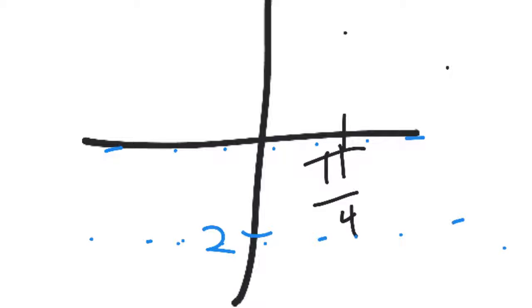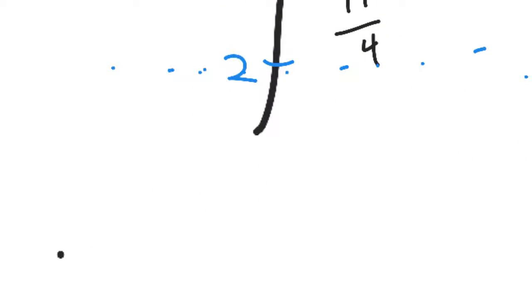So if our midline's been shifted down 2 spaces and our amplitude is 3, that means we go up 1, 2, 3 as our highest. That puts us at positive 1. And then we're going to go down 1, 2, 3 from the midline for our lowest point. So negative 5 is as low as this graph can go.